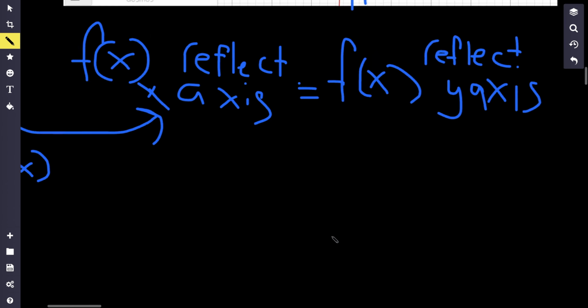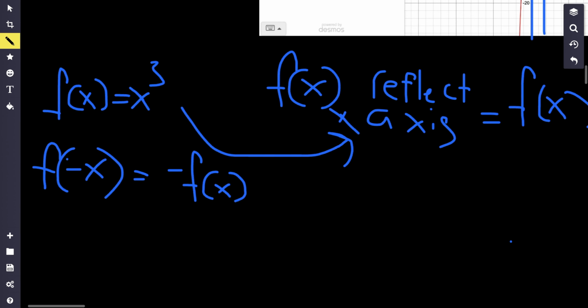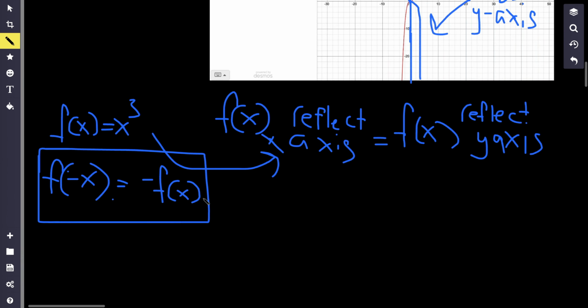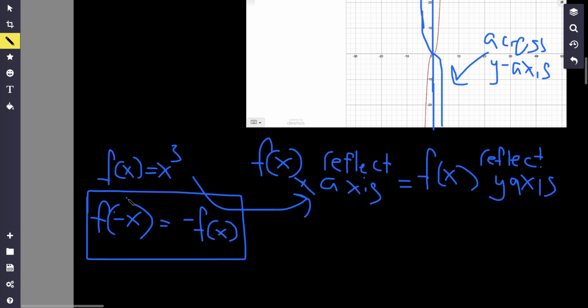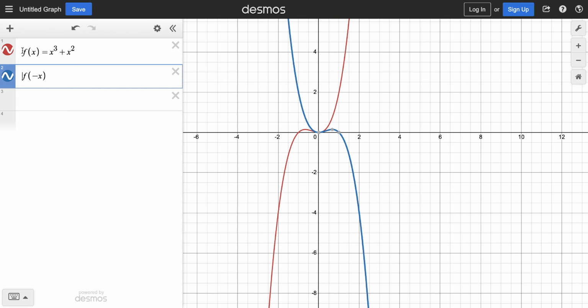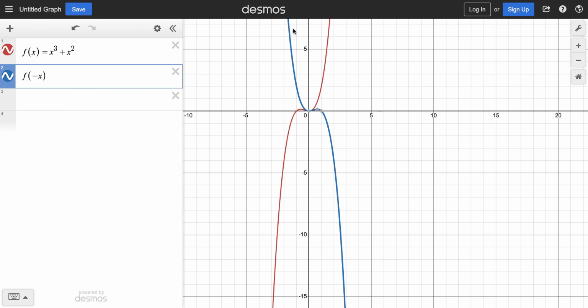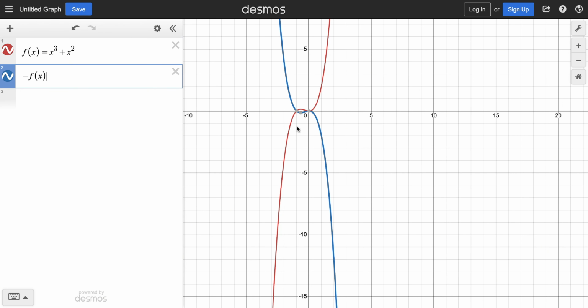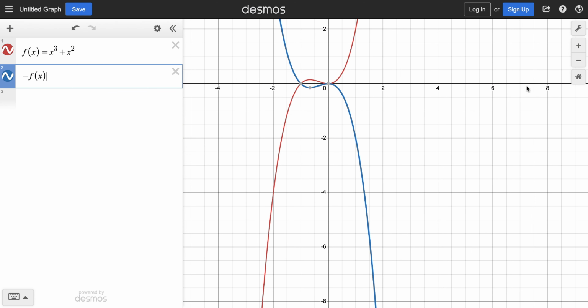For odd functions, it's a little bit more complicated, but the formula to find out if something is odd is f of negative x is equal to negative f of x. So if we have f of x equals x to the third power plus x to the second power, f of negative x would represent the same function except it's reflected about the y-axis, and negative f of x would represent the same function, except this time it's reflected about the x-axis.